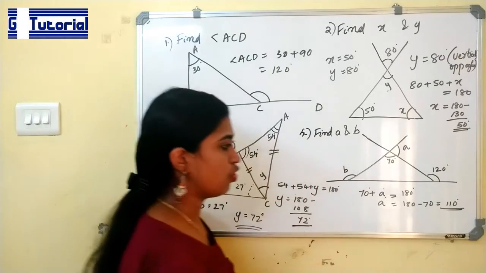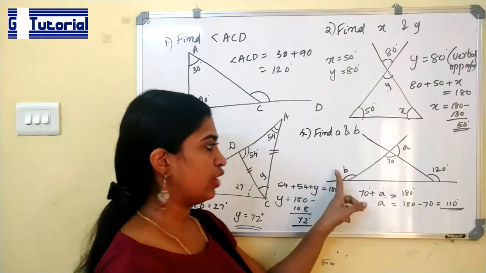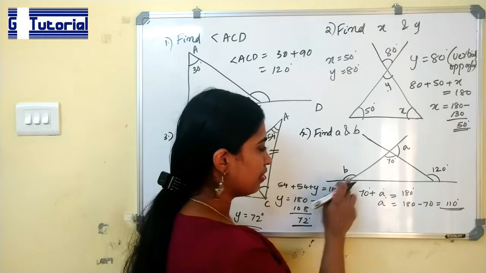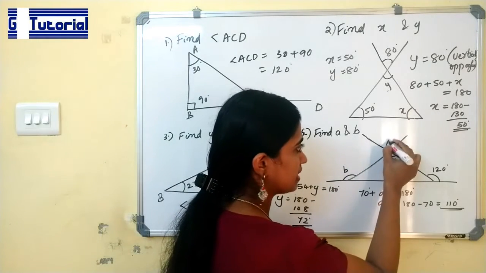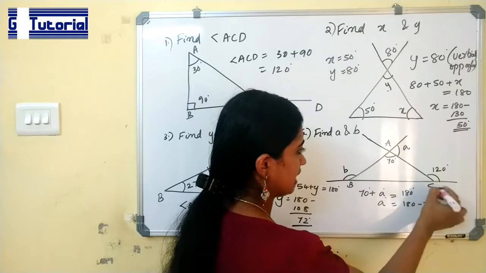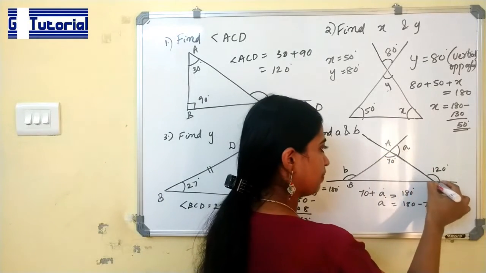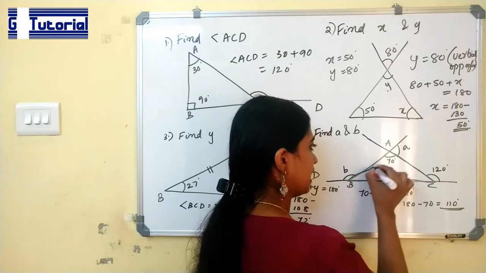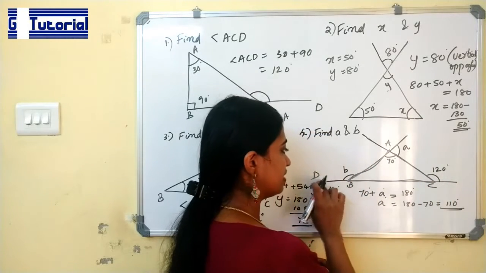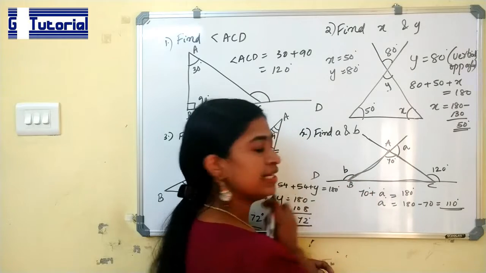So, I obtain the value of A. Now, I want to find the value of B. If I am considering this triangle, I am naming it as E, B and C. If I produce the side BC of the triangle ABC, I will get the angle ABD.